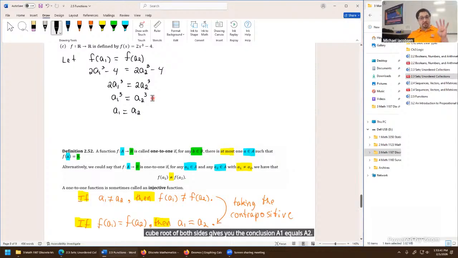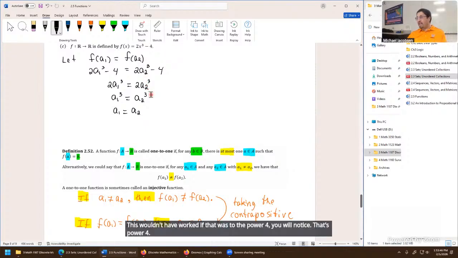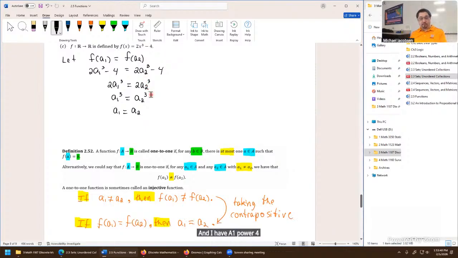This wouldn't have worked if that was to the power 4, you will notice. If I have A1 to the power 4 equals A2 to the power 4, taking the fourth root would give us plus or minus in our equation down below. That's not good for us. We want just direct equality here, not multiple values. But because we landed exactly at A1 equals A2, we can make a strong conclusion. Therefore, f is one-to-one. And these are the kind of arguments that we're going to try to give later on.